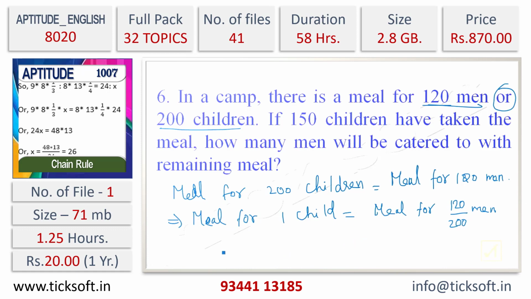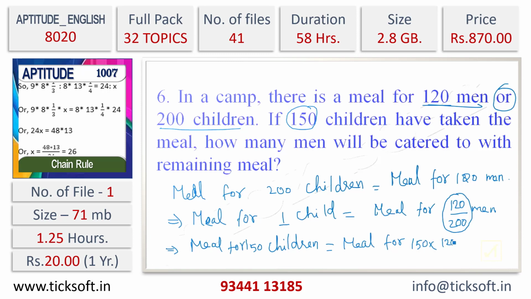So now we are going to find out the meal for 150 children. So this implies the meal for 150 children is equal to... If we want to find the meal for 150 children, then we have to multiply the meal for one child with 150. So this will be equal to the meal for 150 into 120 divided by 200 men.